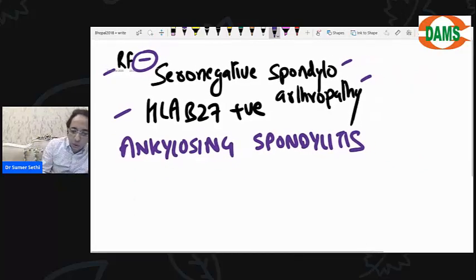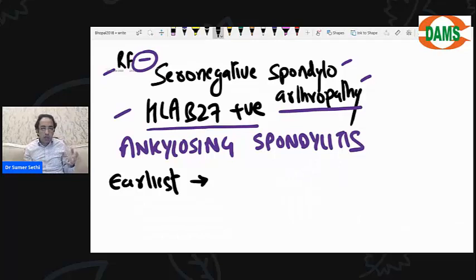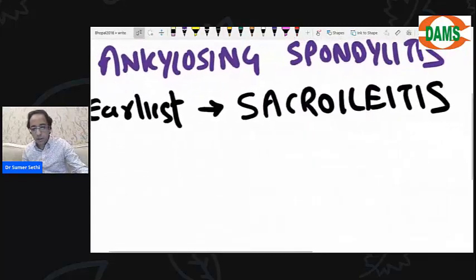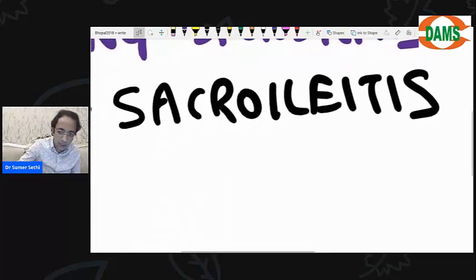Okay. Now let's see if you can answer, beta. Ankylosing spondylitis is an HLA-B27 positive spondyloarthropathy. In which joint will you see the earliest findings of ankylosing spondylitis? That is the sacroiliac joint. So you will see sacroiliitis. The earliest thing that will happen in a joint in ankylosing spondylitis will be sacroiliitis.